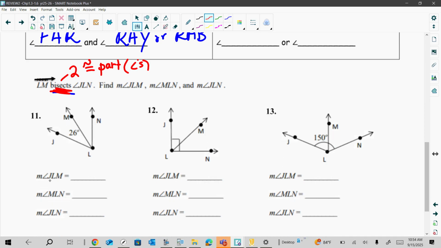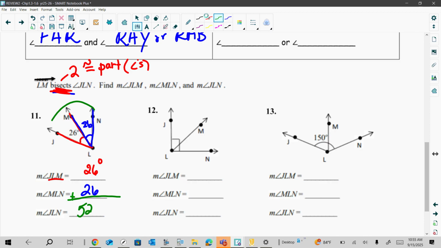That helps us find our angle measures. So this one says JLM. If I just trace the letters J to LM, that is given to us as 26 degrees. Then they're saying angle MLN. Yes, because if it's bisect, then the two adjacent angles are congruent. So now angle JLN, that's the whole angle. 52. Yes, 52. You add the two together. Are we okay on that section?